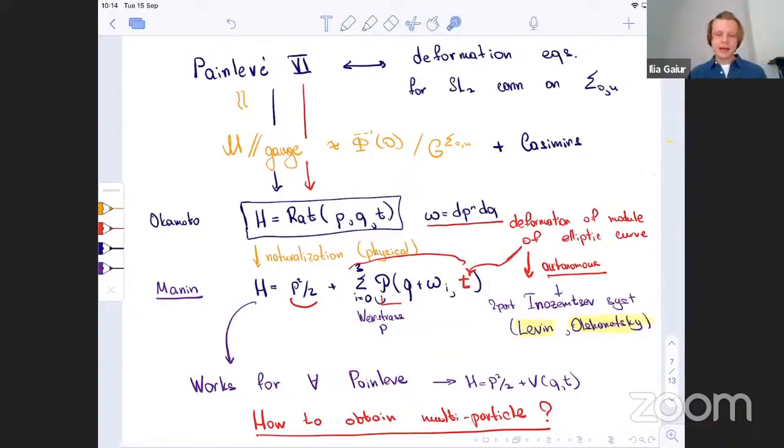And this is kind of the main statement of the Painlevé-Calogero correspondence, that the Painlevé equation may be written as the deformation of the Inozemtsev system. So Painlevé-6 corresponds to the elliptic one, Painlevé-5 corresponds to the trigonometric one, and Painlevé-4 corresponds to the rational one, and other Painlevé equations are some different degenerations of these systems. So it works for all Painlevé equations, so we can write them in the following form. And the main question is how to obtain multiparticle systems.